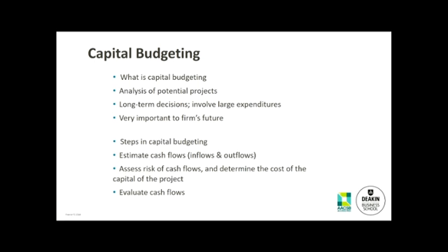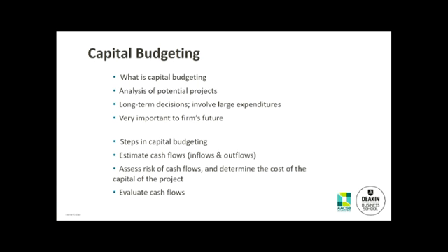And then the steps in capital budgeting. Step 1, for a capital budgeting investment decision, you always need to estimate future cash flows. You have to have a reasonable estimation of your future cash flows, your projected cash flows. Without a reasonable estimation of projected cash flows, you can't make any investment decision. You have to know what you will have in future to make your decision, right? You have to estimate cash flows, both inflows and outflows. You have to assess the risk of the cash flows.